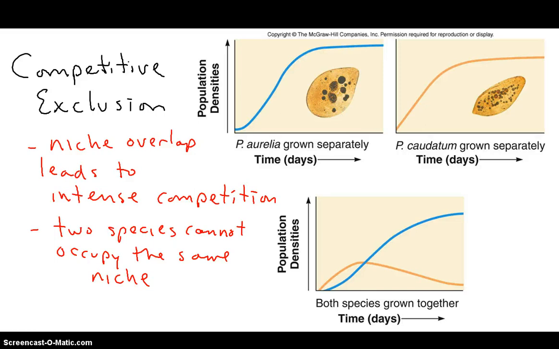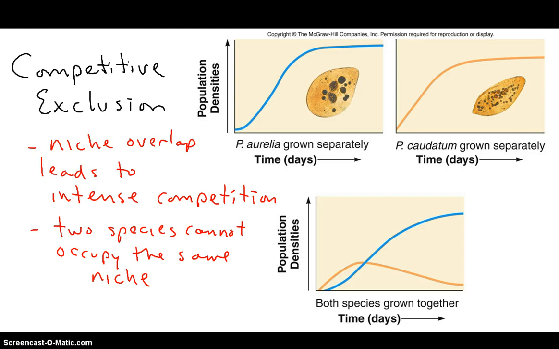Now, anytime there's competition, the animals have certain niches that they tend to inhabit. They could be a carnivore, an herbivore, but something called competitive exclusion will happen. When niches overlap, it tends to lead to intense competition. And competitive exclusion says that 2 species cannot occupy the same niche.